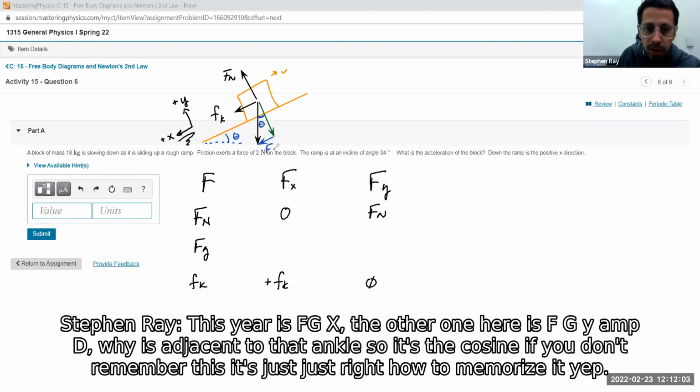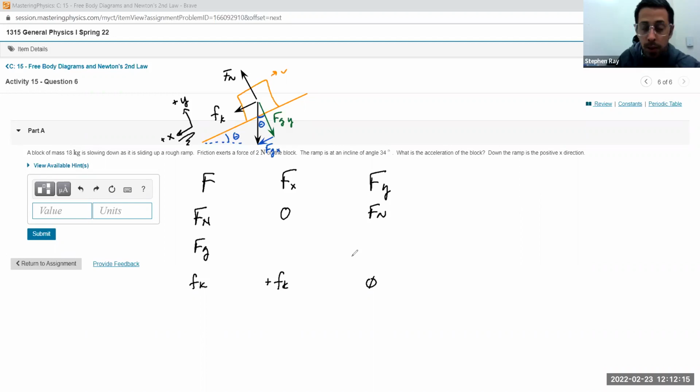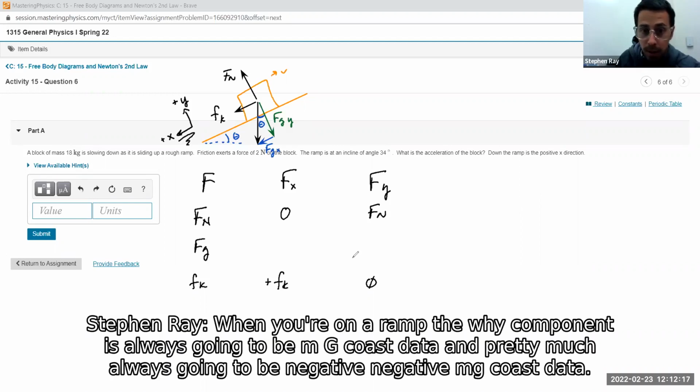This here is FGX. The other one here is FGY. FGY is adjacent to that angle, so it's the cosine. If you don't remember this, just memorize it. When you're on a ramp, the y component is always going to be mg cos theta, and pretty much always going to be negative.